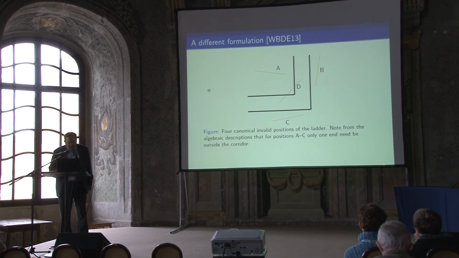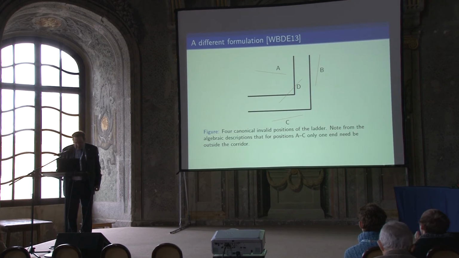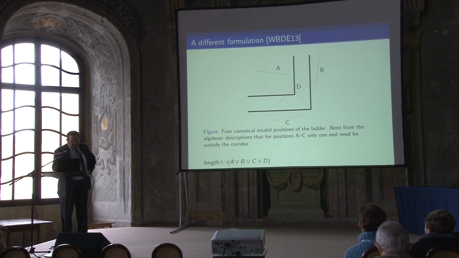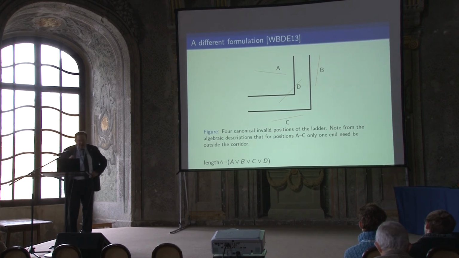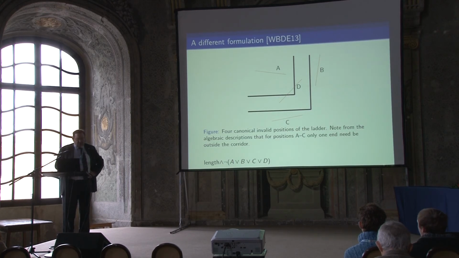In fact, notice I said that you can't put it here, you can't put it with only one end outside this wall either. So the true construction of this problem is going to be the length constraint, and we're not in A, we're not in B, we're not in C, we're not in D. So this is a very different formulation of the problem than the one Schwarz-Scherer used to reduce it to a cylindrical algebraic decomposition.